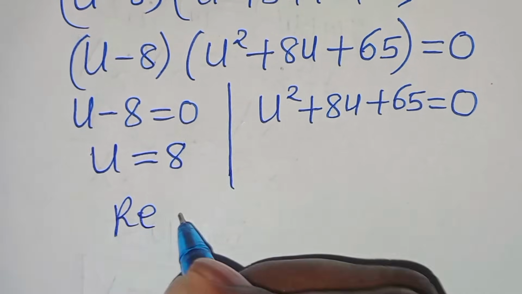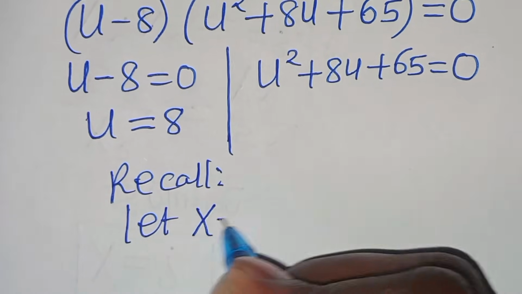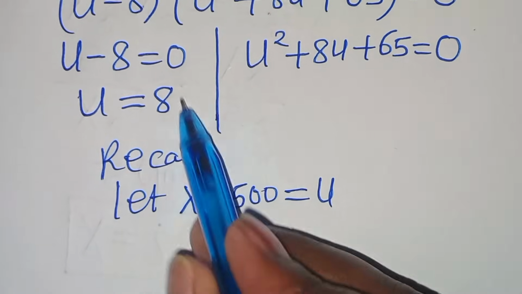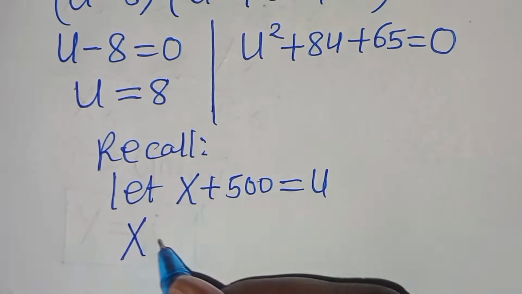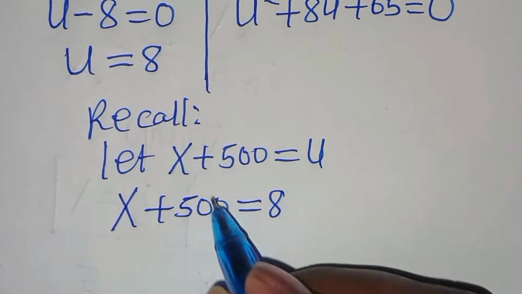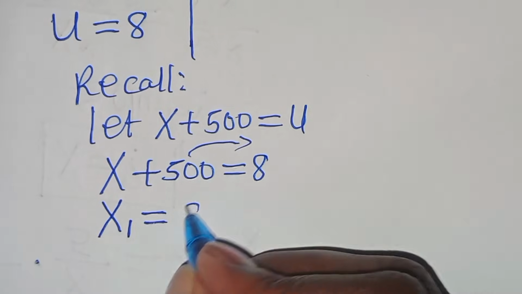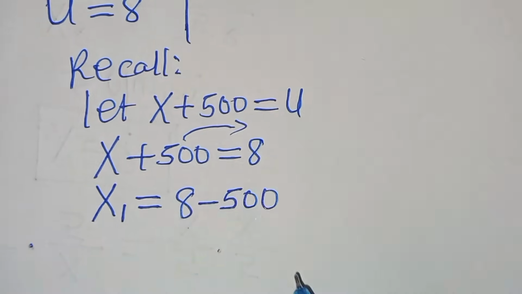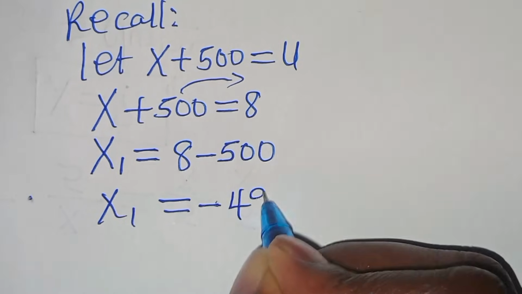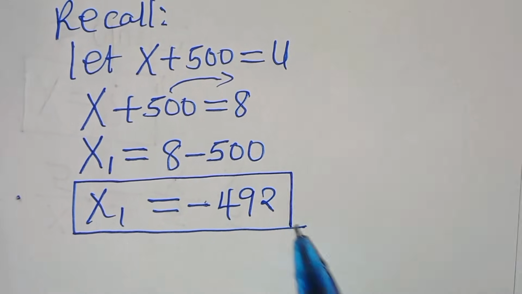Now, if you recall, we let x + 500 be equal to u. So let's substitute the first value of u, which is 8, so that we have x + 500 = 8. Let's take 500 to the right hand side. So x1 is equal to 8 - 500, which is -492. So this is the value of x1.